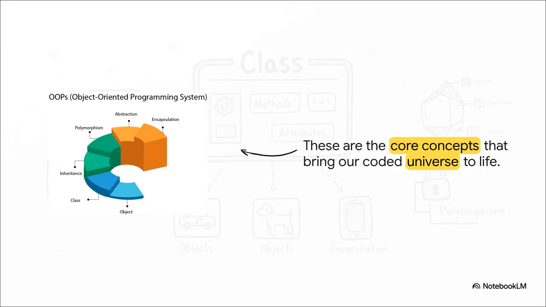So here's our game plan. We're going to look at these 4 big ideas: inheritance, polymorphism, abstraction, and encapsulation. Don't worry about the fancy names. Together, they're what make our code organized, reusable, and way more secure. Let's break them down one by one.